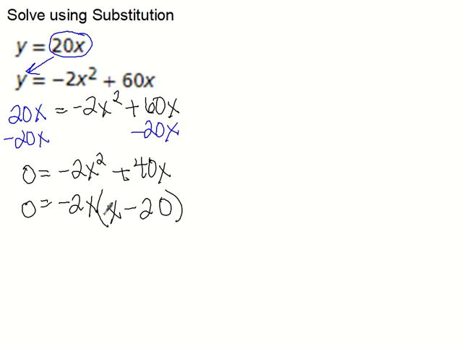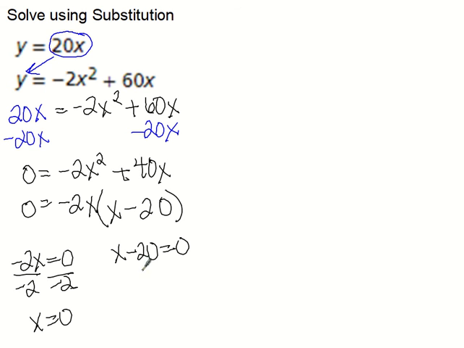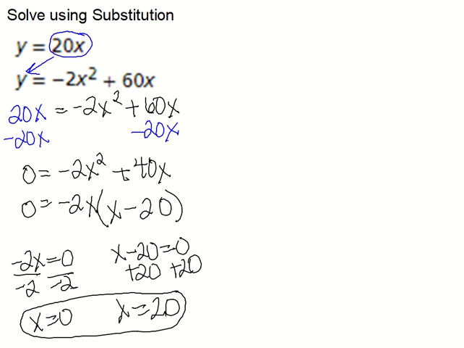Now that I have it factored, I'm going to go negative 2x equals 0. Well, I divide by negative 2, and I get x equals 0. So there's one of my solutions. And then I'm going to go x minus 20 equals 0. Add 20, and we get x equals 20. So again, we have two solutions. And then let's practice plugging them back in and seeing what our y's would be.